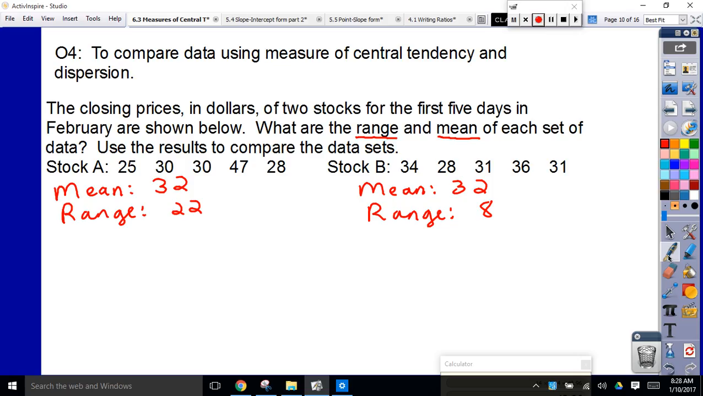So what you would say here is, if you had this problem on the Keystone and it was an open-ended question, you would need to write some kind of a paragraph explaining this. You're just going to find measures of center and then talk about them. This is really obvious to state, but sometimes you just need to state the obvious. The mean of both stocks is the same.